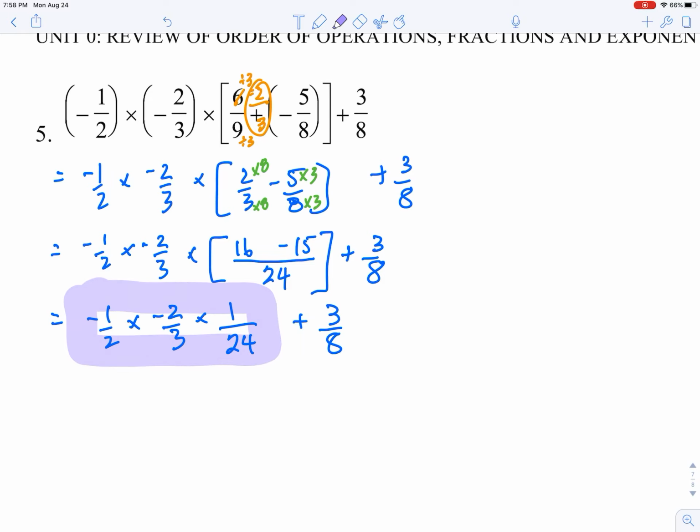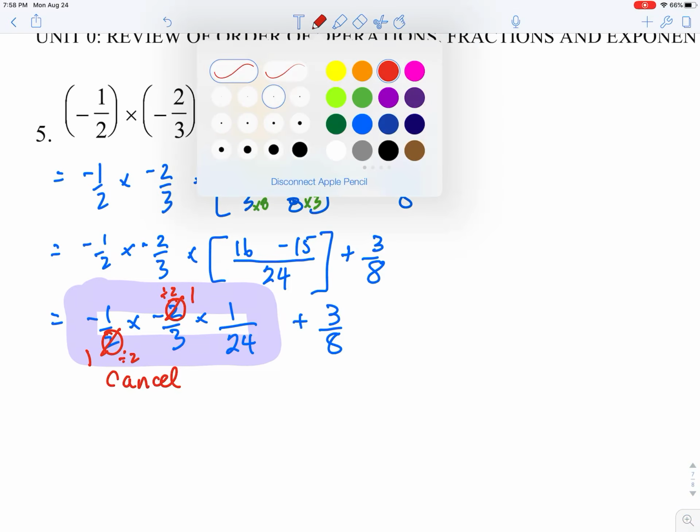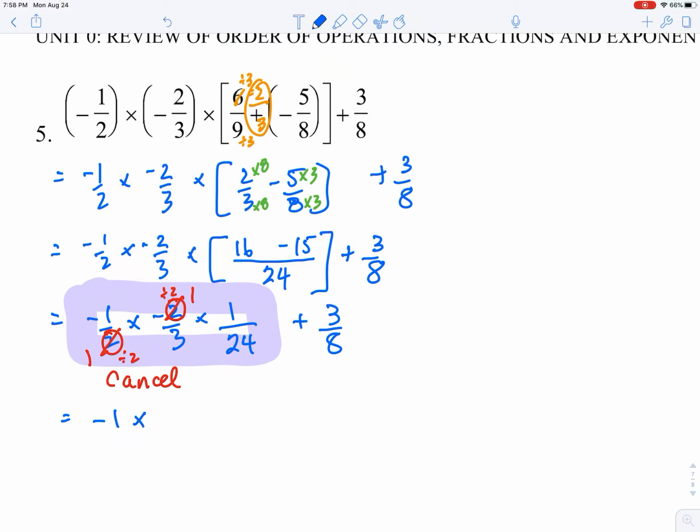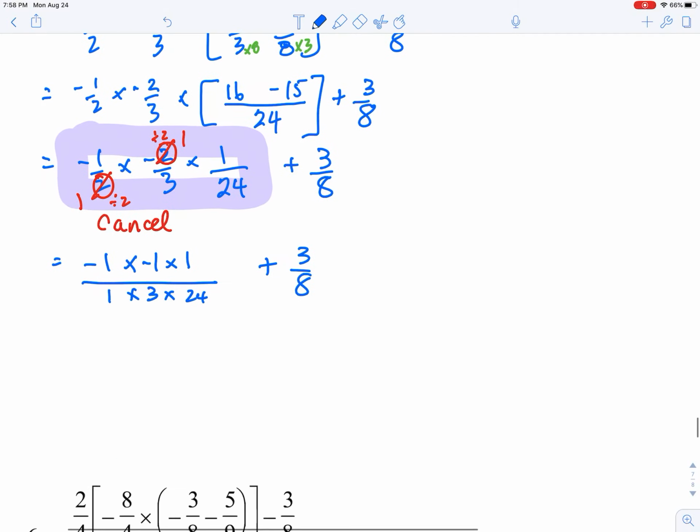I'm going to deal with all these minuses all together. I notice that I can do a cancel. Cancel something on the top with something on the bottom. So I've got a 2 up top and a 2 down below. So they're both going to cancel to 1 if I do divided by 2, divided by 2. So I'm left with up top minus 1 times minus 1 times 1 over 1 times 3 times 24 plus 3/8. So that gives me minus times minus is a plus. So plus 1 times 1 times 1 is 1 over, and 3 times 24 is 72.